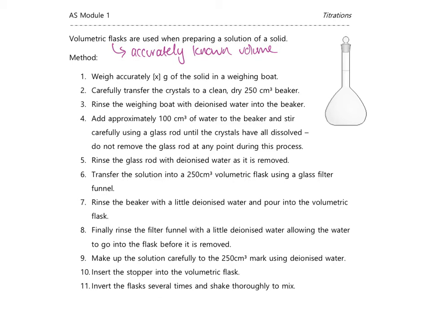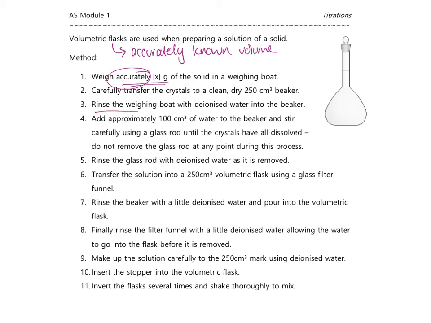First of all, you must weigh out accurately whatever mass of your solid in a weighing boat. You really need to know the mass, because otherwise you can't work out essentially your concentration of that solution or how much of your salt you initially added in. Then what you want to do is put that into a clean, dry beaker. Again, I'll take you through this in the practical video.